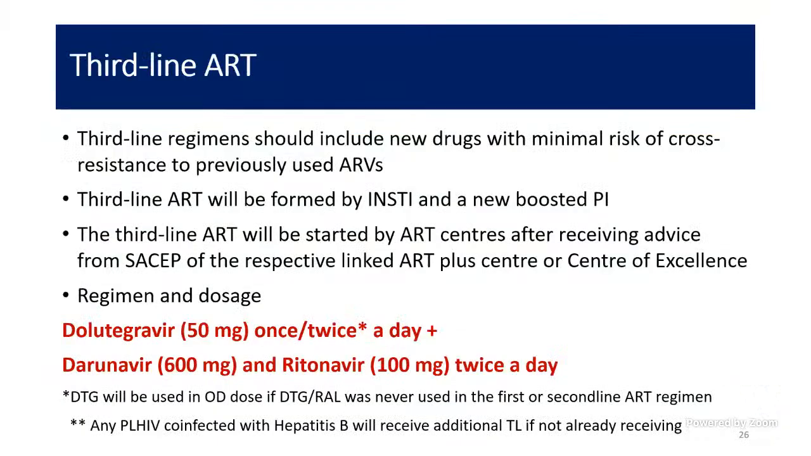Now, the third line ART regimens should include new drugs with minimal risk of cross resistance to previously used ARVs. Third line ART will be formed by integrase inhibitors and a new boosted PI. The third line ART will be started by ART centers after receiving advice from SACEP of the respective linked ART center or the centers of excellence. Now, the new third line is dolutegravir once or twice, I will come to that, with darunavir/ritonavir twice a day.